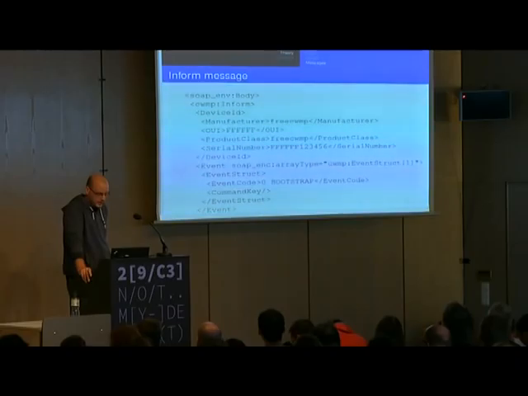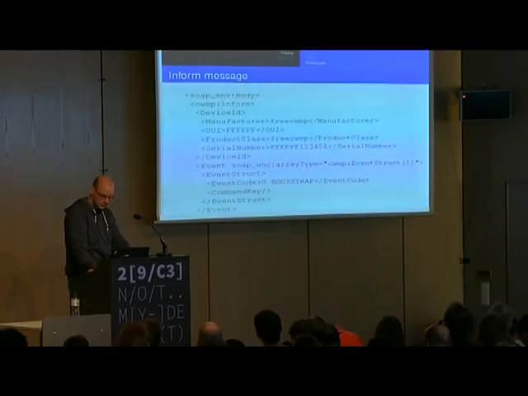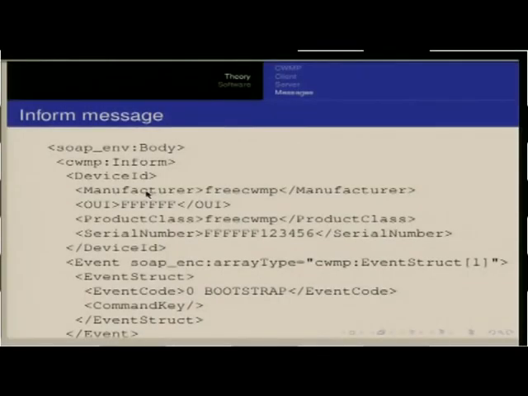Okay, so this is part of the XML message that the CP sends. This part is different for every vendor. So you have a manufacturer field, OUI field, product class, and serial number. The ACS uses this information to recognize users and to recognize which CP is installed at the customer's location.